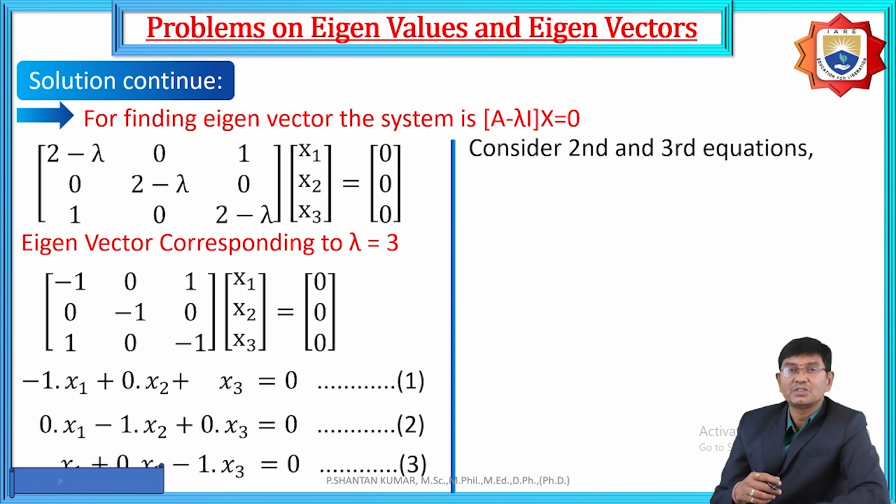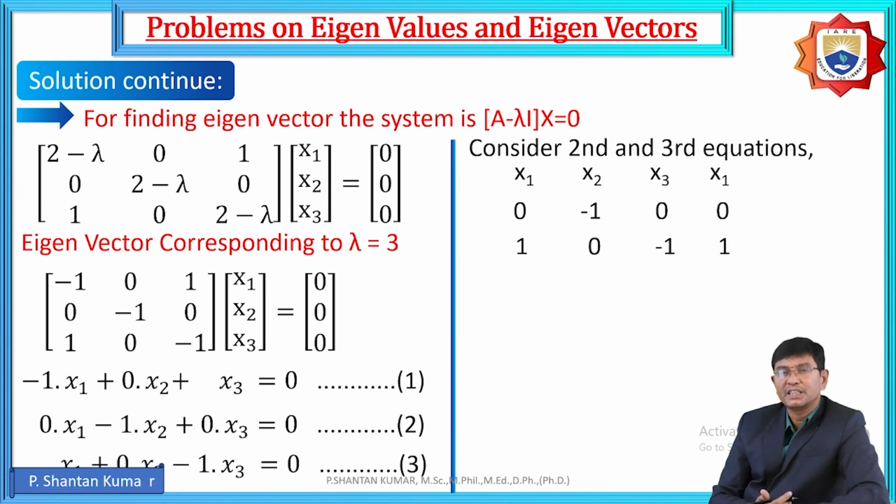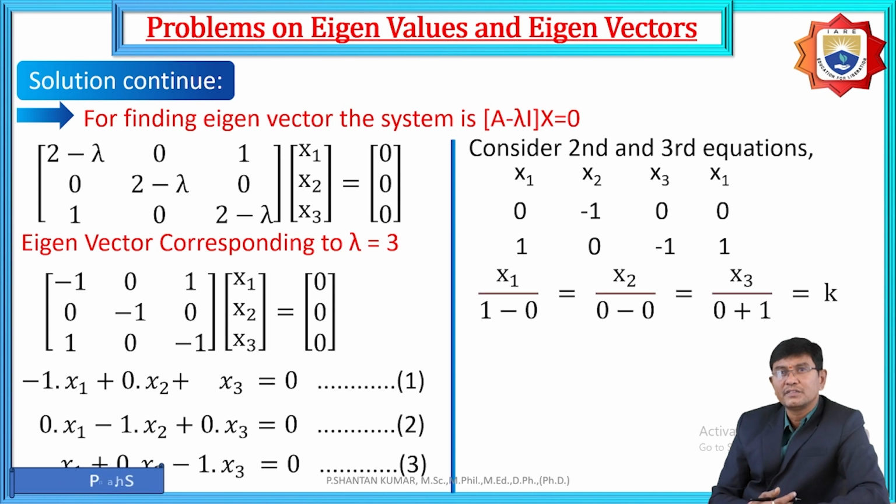Therefore, while we solve with the second and third, as you know how to find the solutions, it is clear. And here x1 is equal to k, x3 is also equal to k, and x2 is equal to 0.